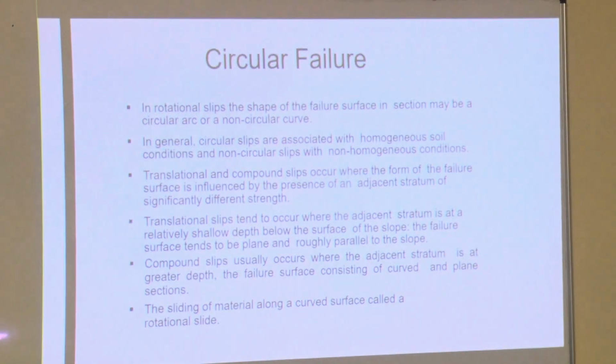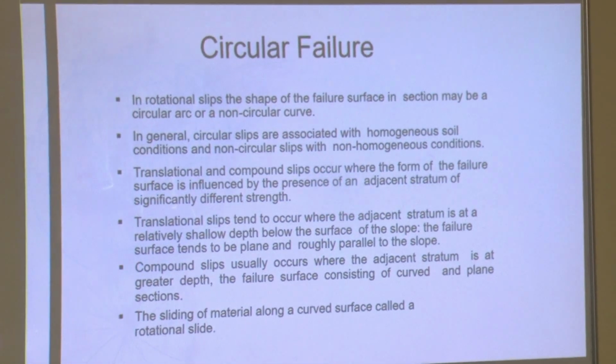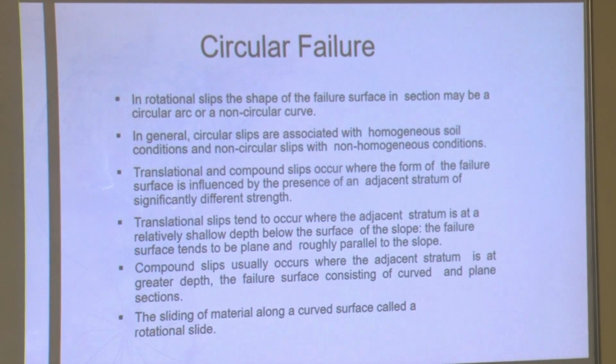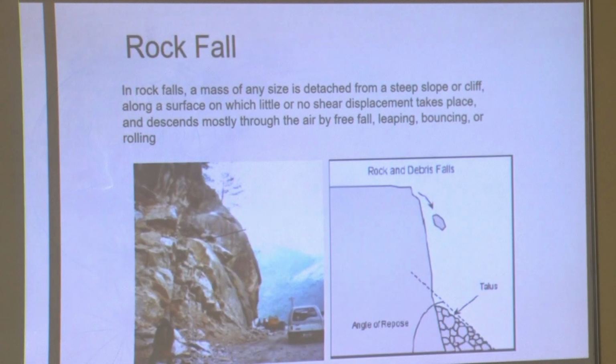Bishop, then Jambu, then friction circle, which is not so popular. Many I just don't remember. There are 10 to 15 different approaches available in the book. You can find that. So this is what I am going through.